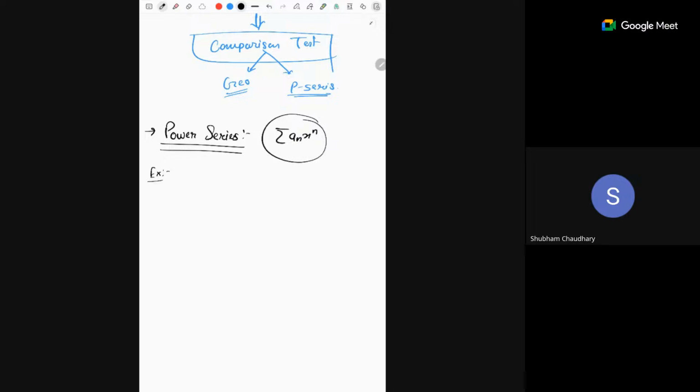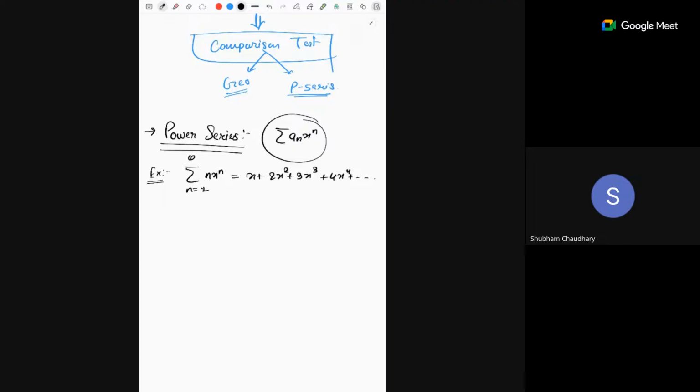So suppose I have a series, summation n x to the power n. This is a power series, right? You can just find out the terms. So that will be n. If n is ranging from 1 to infinity, it would be x plus 2x square plus 3x cube plus 4x to the power 4 plus and so on. Such type of series are known to be a power series. So that is a series with a variable.